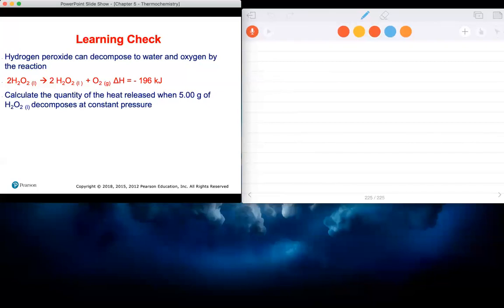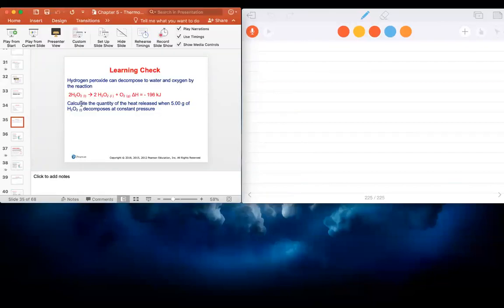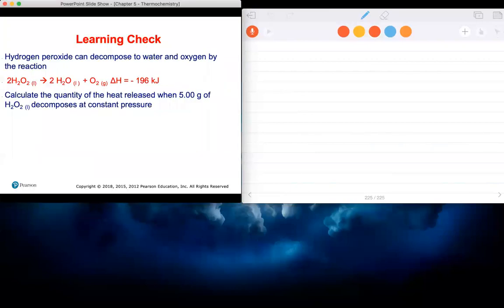All right, Andrew, let me see. Yes, it should be H2O. Yes, you're right about that. Let me change that to H2O here. Andrew, you're right about that. Let me just undo that and get rid of that. And that should give us the right equation. Yes, that is correct. It should be liquid.